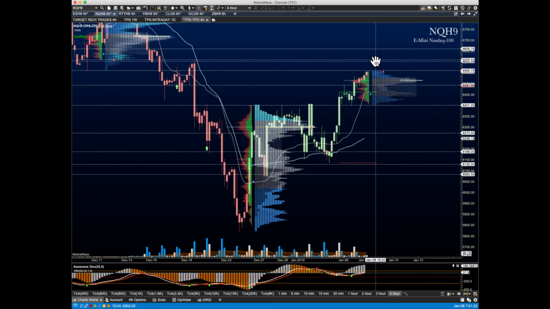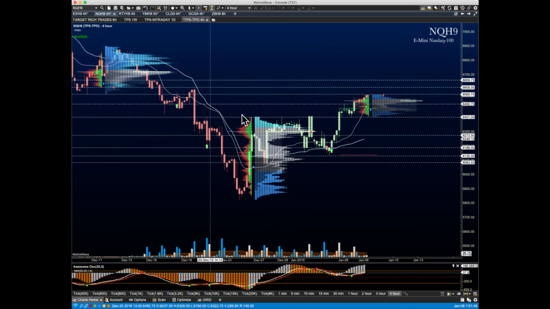Don't try to pick a top here. There's too much bullish momentum. Look at the slope of this moving average. This is an adaptive average that I use. That's a little bit on the tighter side, and you can see that we've got a tremendous amount of bullish pressure forcing the chart up.